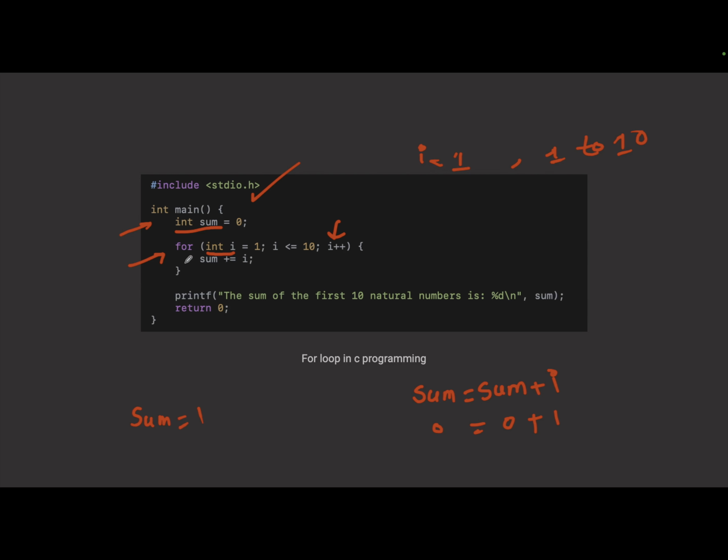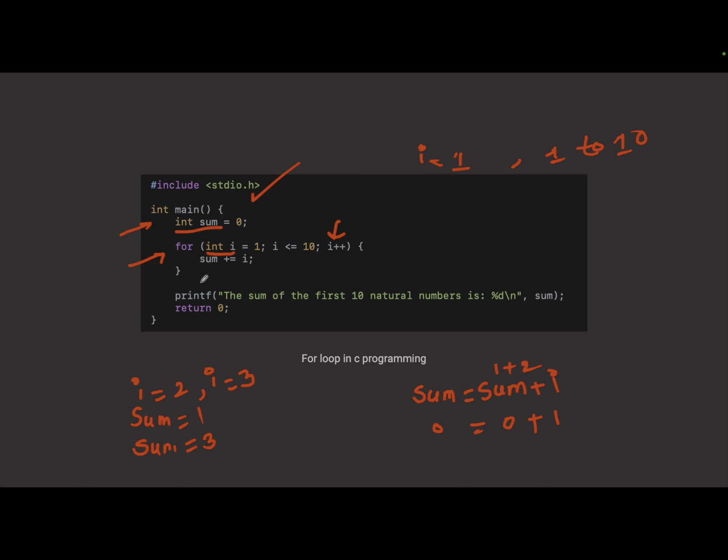And the second iteration starts to work. I had already increased. Now the I value is 2 and the sum value is 1. And here I equals 2. I is less than or equal to 10? Yes, it is, and I plus plus. Now sum is equal to sum plus I. That means sum is already 1 and I is 2. Now 1 plus 2, sum became 3. I also increased by 1, that is I equals 3.